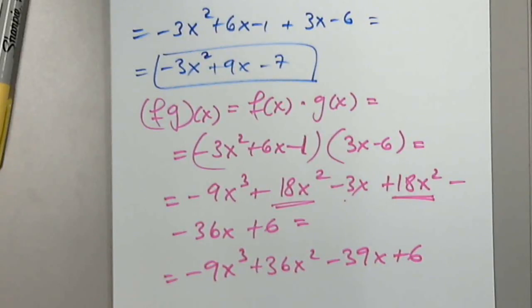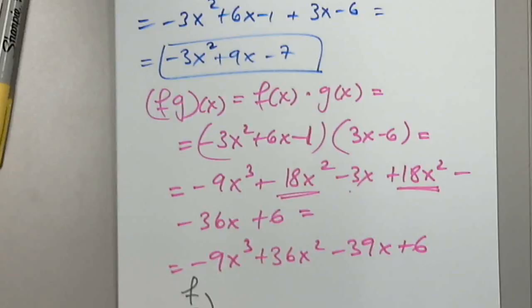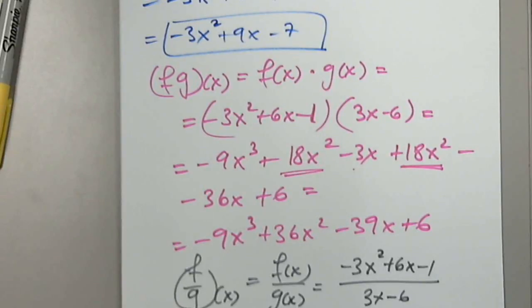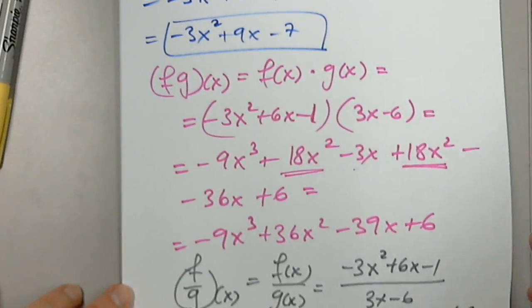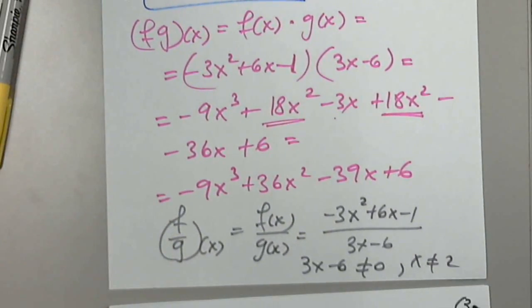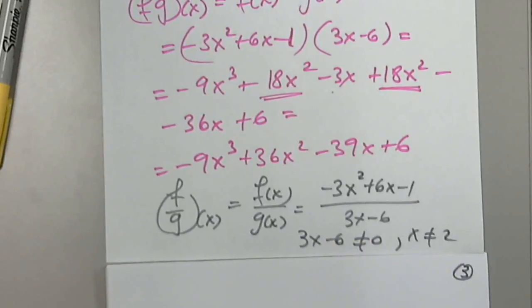And then we had the ratio, correct? That was okay. So I have to write the definition. So f over g of x equals f of x divided by g of x. I copy f as negative 3x squared plus 6x minus 1 over 3x minus 6. You're not asked to do anything else other than write that 3x minus 6 cannot be 0, which means x cannot be 2. Many of you said it cannot be plus or minus 2. I'm not sure why. It has nothing to do with this function.